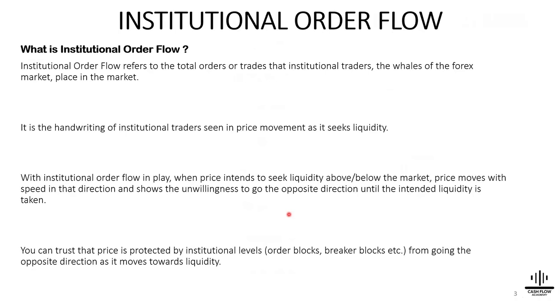What is institutional order flow? Institutional order flow refers to the total orders or trades that institutional traders, that is the whales of the forex market, place in the market. This is the general understanding of institutional order flow. But my own explanation is it is the handwriting of institutional traders seen in price movement as it seeks liquidity.